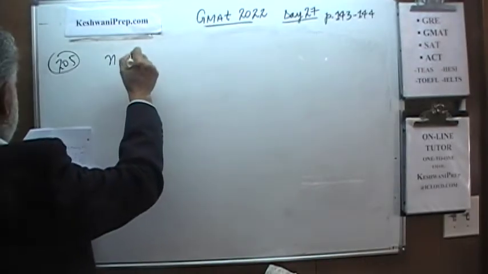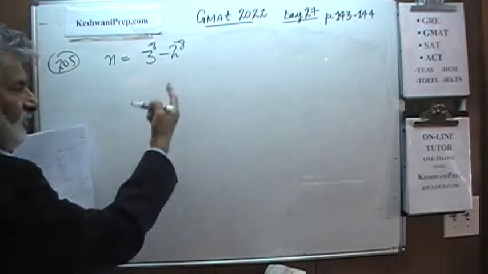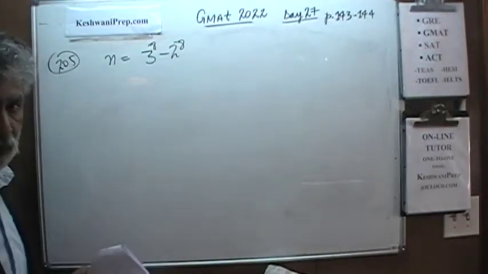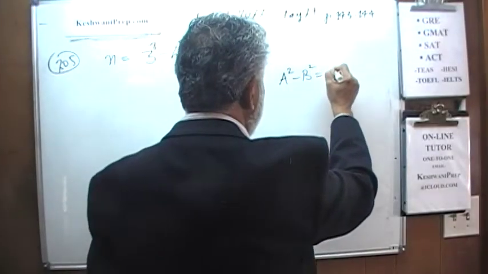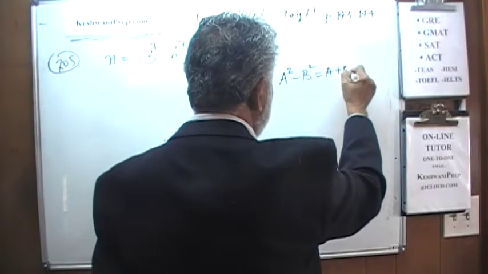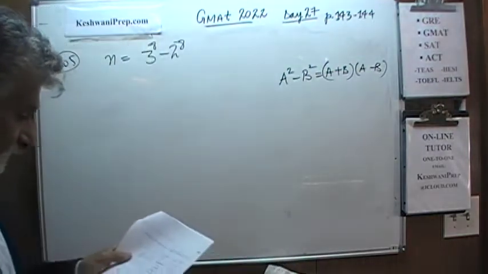We are told that n is equal to 3 raised to 8 minus 2 raised to 8. As you can clearly see right from the beginning, this question is going to talk about the difference of two squares. Difference of two squares, just to remind you, we know is equal to a squared minus b squared, simply a plus b times a minus b. That's what we're dealing with here.